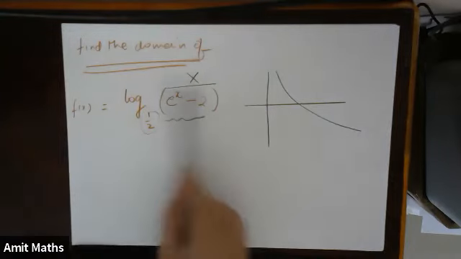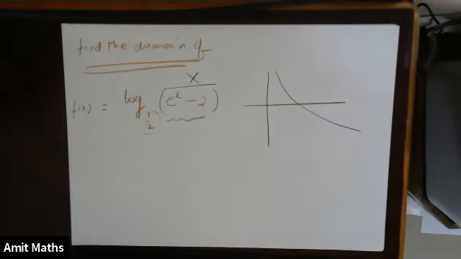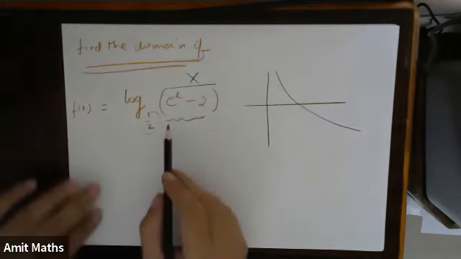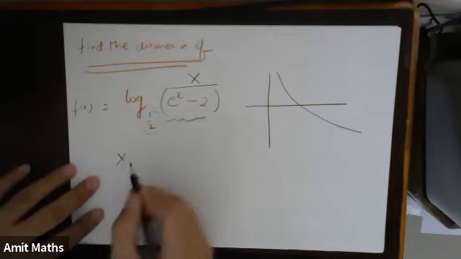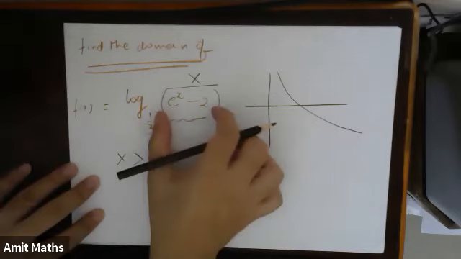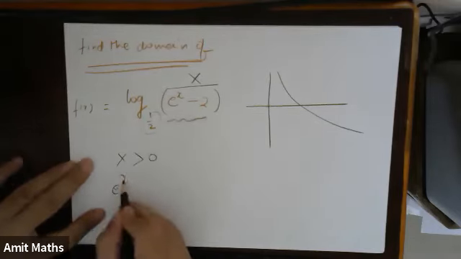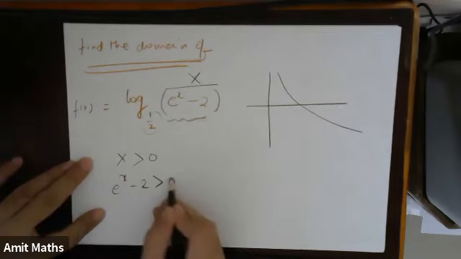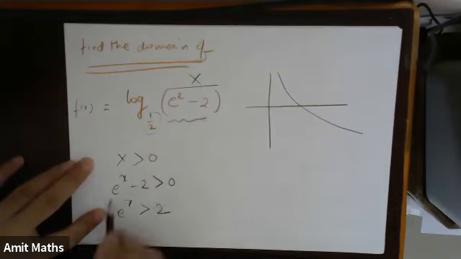Now, is there any under root, or is this thing divided? No. So the only condition on capital X is that capital X should be greater than 0. That means e to the power x minus 2 should be greater than 0, which means e to the power x should be greater than 2.